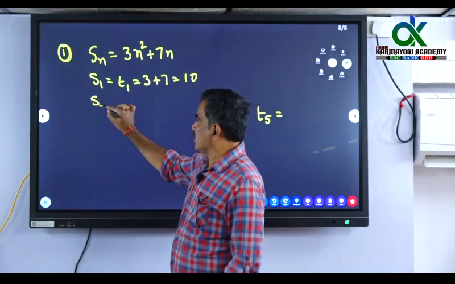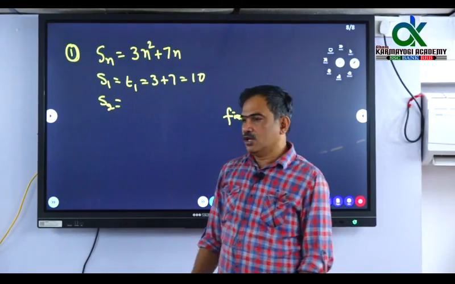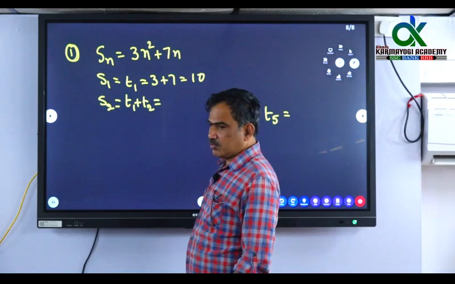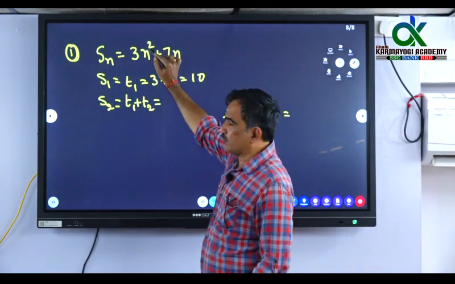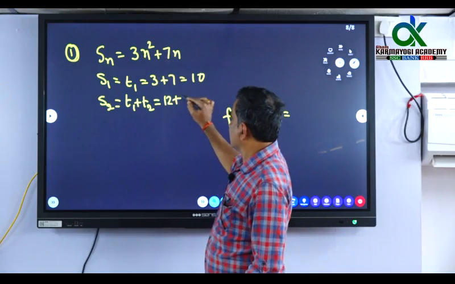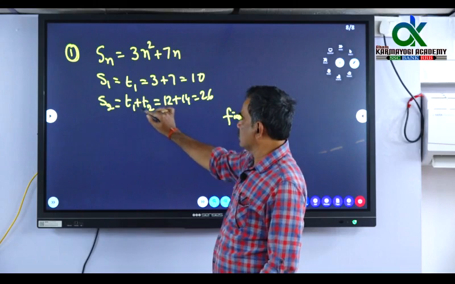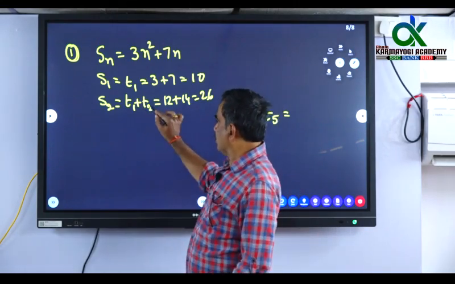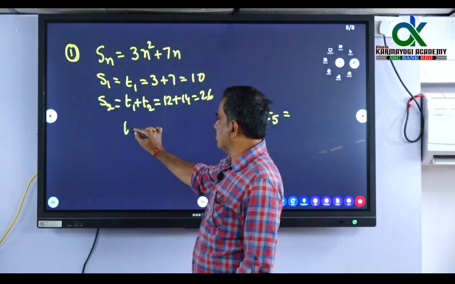Next, what is the meaning of S2? Sum of first two terms, nothing but T1 plus T2. Put n is equal to 2. 2 square 4, 4 3 is 12 plus 2 into 7, 14, which is equal to 26. So T1 plus T2 is equal to 26. T1 is equal to 10. Then what is T2?